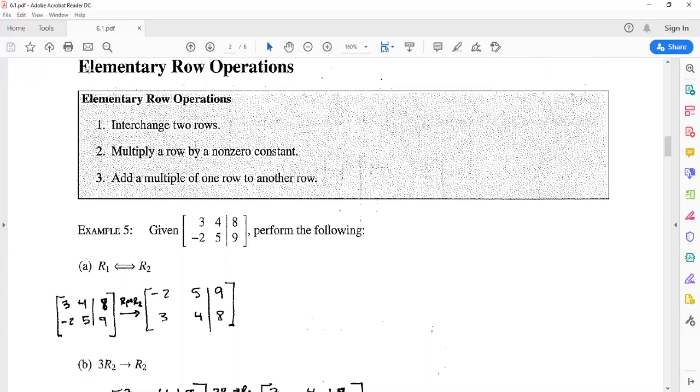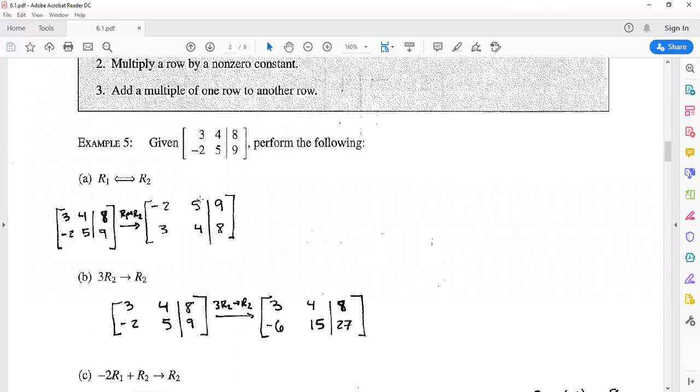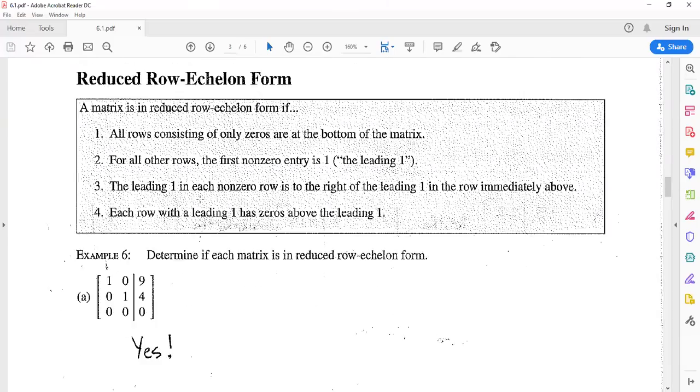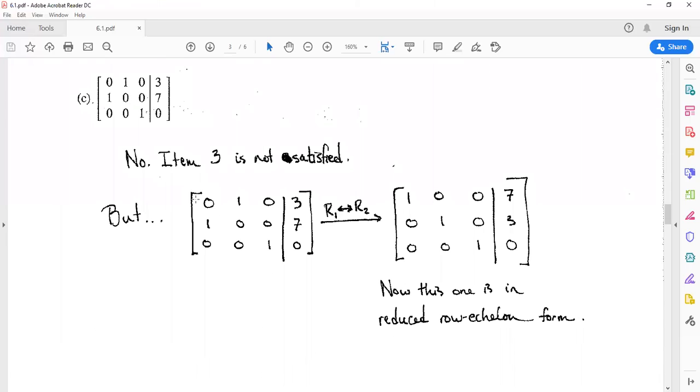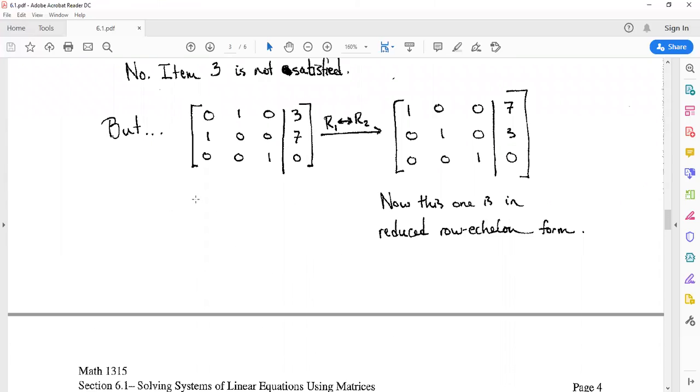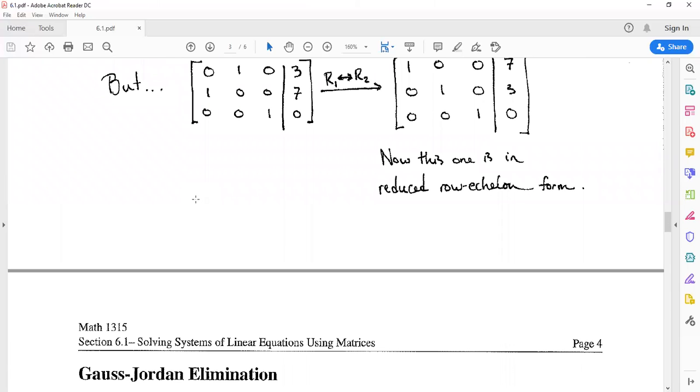So if we do these elementary row operations, we're able to preserve the system of equations at the same time as making it look like it's reduced row echelon form so that we can just ultimately read off the solution at the end. And so the process of doing that is what's called Gauss-Jordan elimination, and we will take that up in the next video.